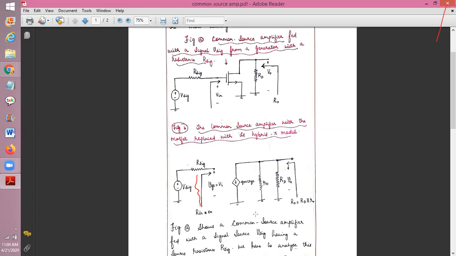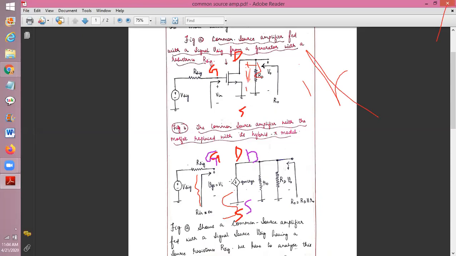Let us draw the equivalent circuit for the output part of the circuitry. Please mark gate, source and drain here. Write the terminals here. Okay, now what happens? The current will flow from drain to source. Put an arrow mark here and write ID. The current flows from drain to source.